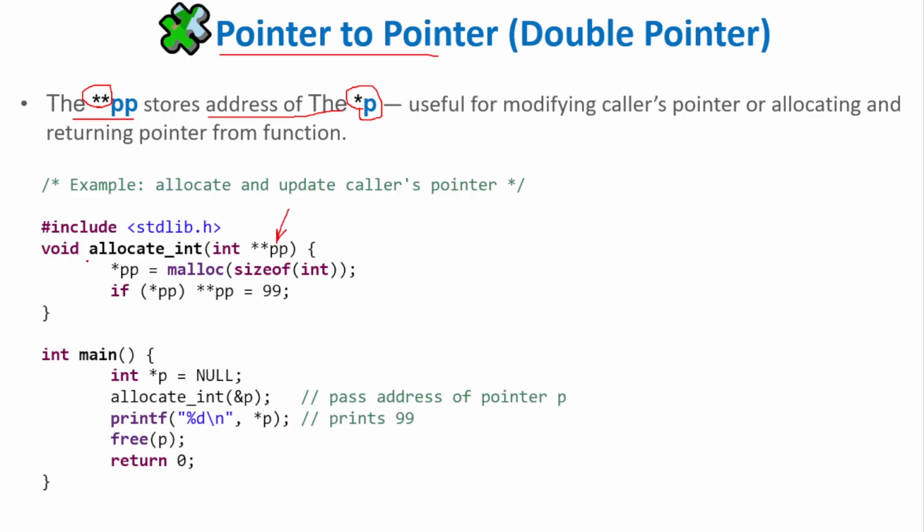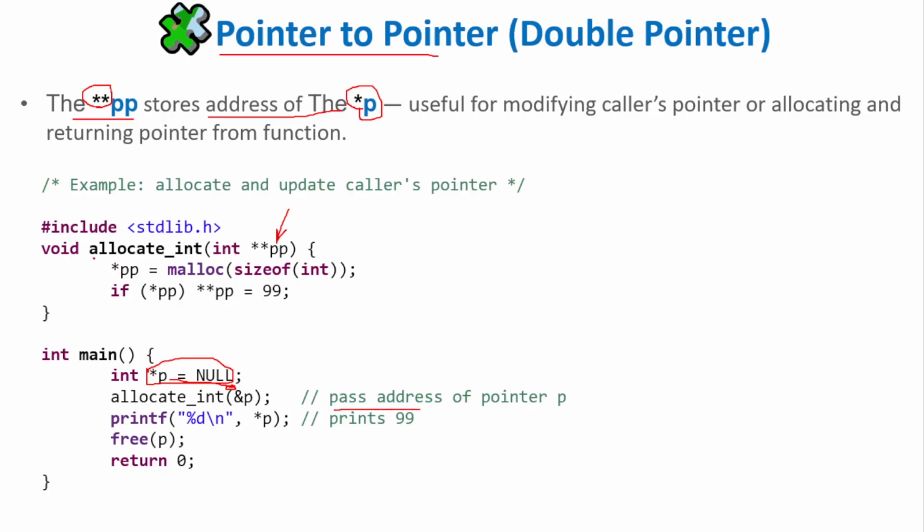In this example, the program demonstrates how a function can allocate dynamic memory and update a pointer in the calling function using a double pointer. In main function, the pointer p is first initialized to null, meaning it does not point to any valid memory. The address of this pointer, &p, is then passed to the function allocate_int, allowing the function to modify the original pointer itself.